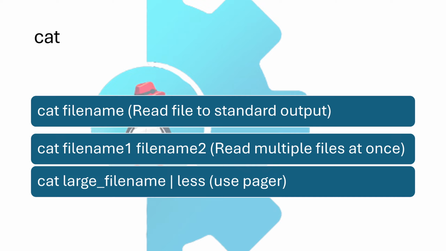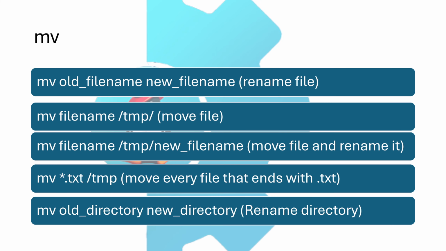And then we have the cat command. Again, it reads a file to standard output. You can read multiple files at once to standard output. You can also read large files, and then if you pipe it to less to use as a pager, it will pause. It will give you one page, then another page, then another page. I'll show you that when I'm going through it from the command line.